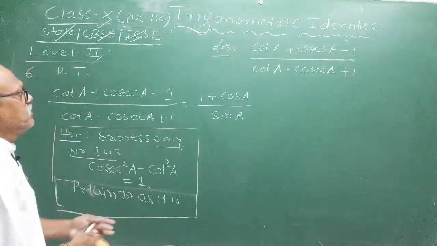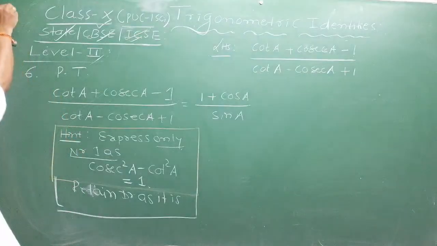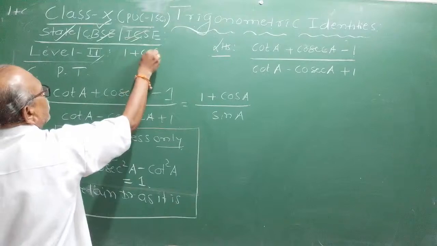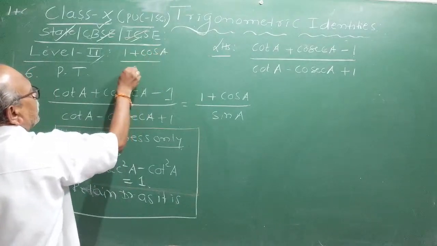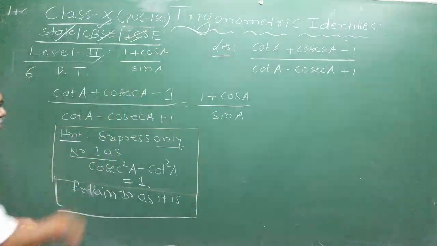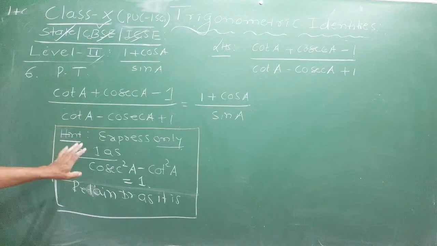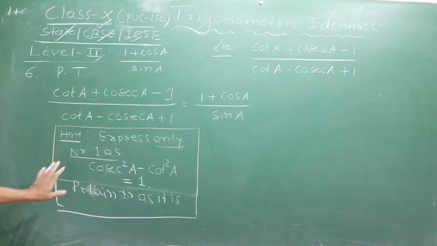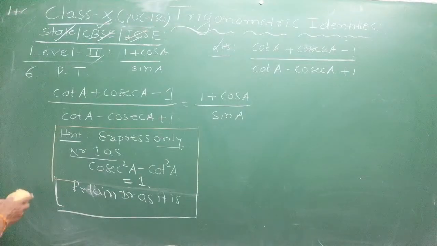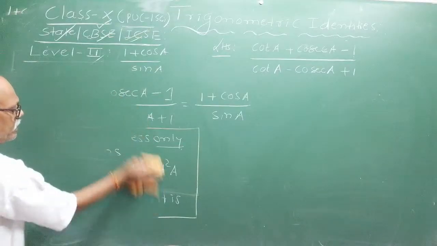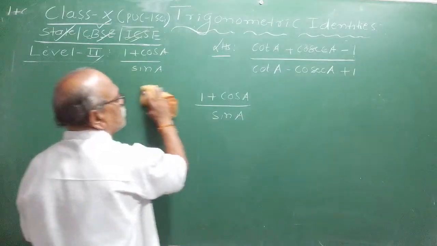Let me rub this part. We have to arrive at 1 plus cos A upon sin A. All of you note the question and note down the hint. Using the hint you can solve the problem and improve slowly. All of a sudden your skills will not improve, so practice more problems. Then you will be perfect in it.